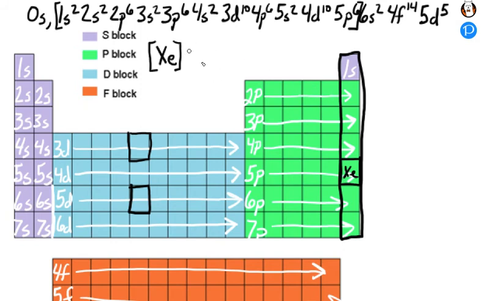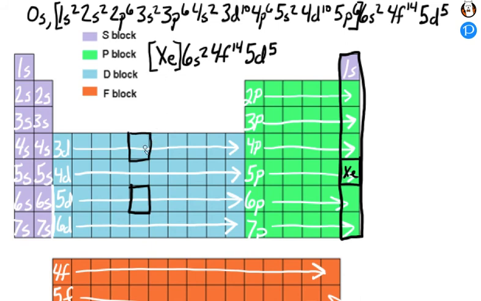Okay, and then I'm just going to pick up from there and write the rest of my electron configuration. So I'm at xenon, and that gets me to 5p6, and so then I'll just go from there. Then I can write 6s2, and then 4f14, and then 5d5. So if it asks for a noble gas electron configuration, it would be like this.